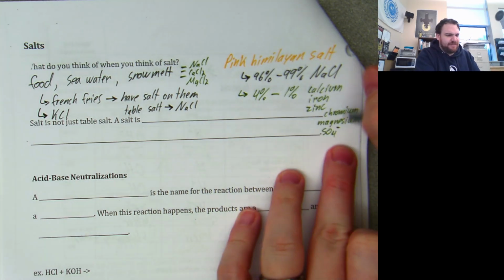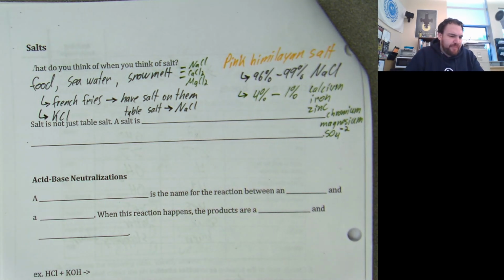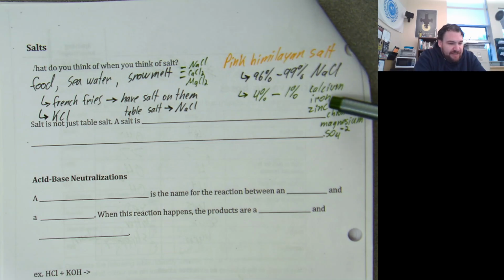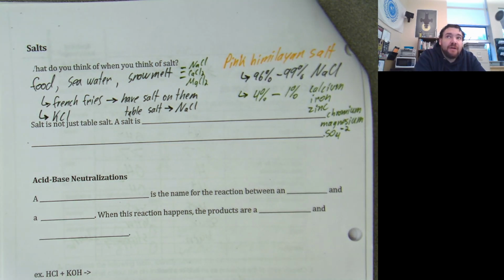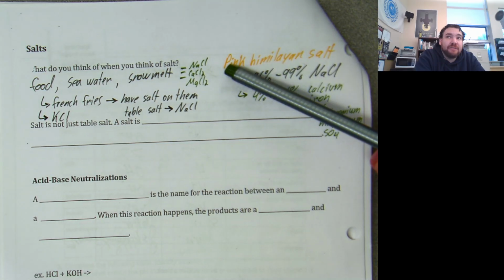I think it's -2. So even though pink Himalayan salt is the same as sea salt, NaCl, there's a quite low percentage of these other things in there, and lots of them you need. You need calcium in your diet to help you build bones, iron for your blood, zinc, chromium, magnesium. We need these things in small concentrations. Pink Himalayan sea salt is safe, but it's these other minerals that give the salt its color.